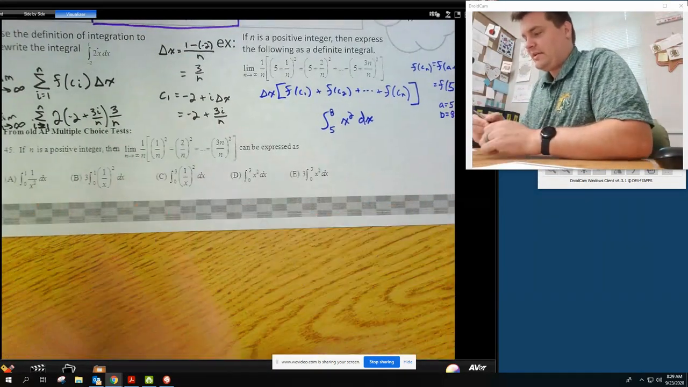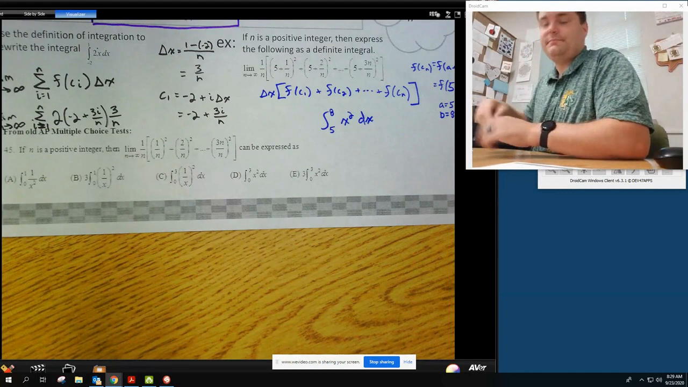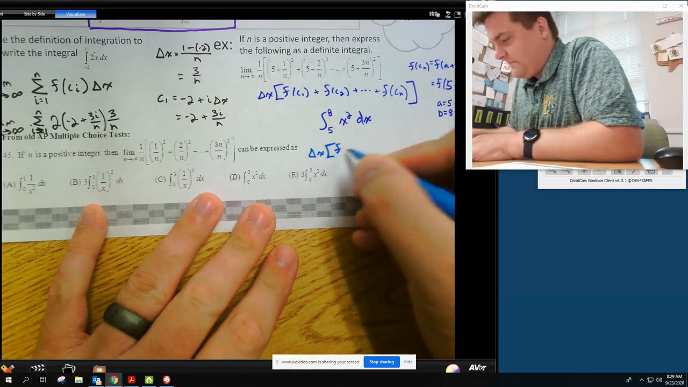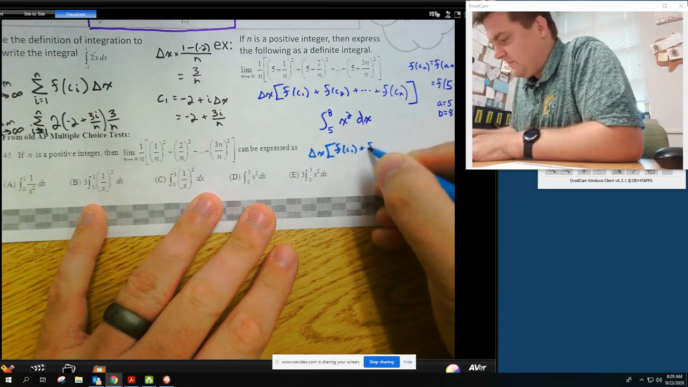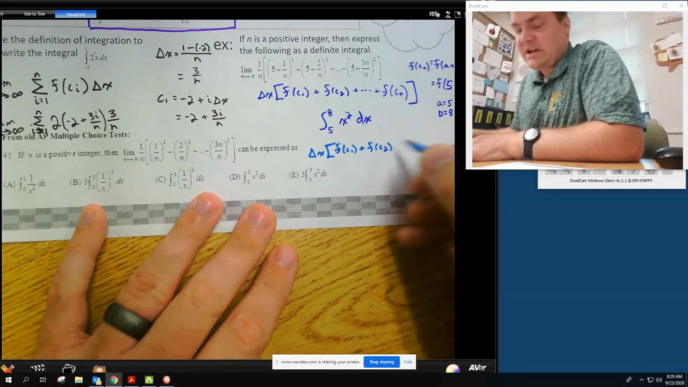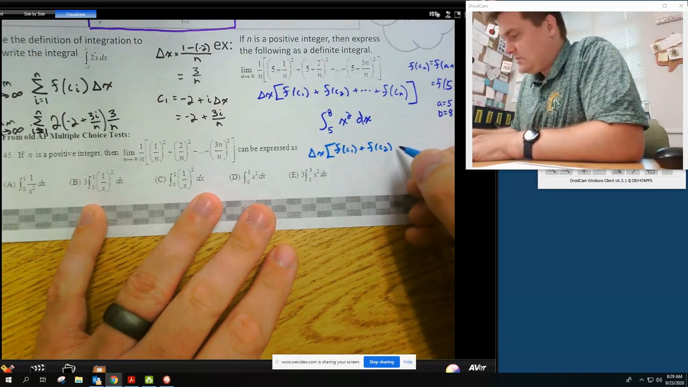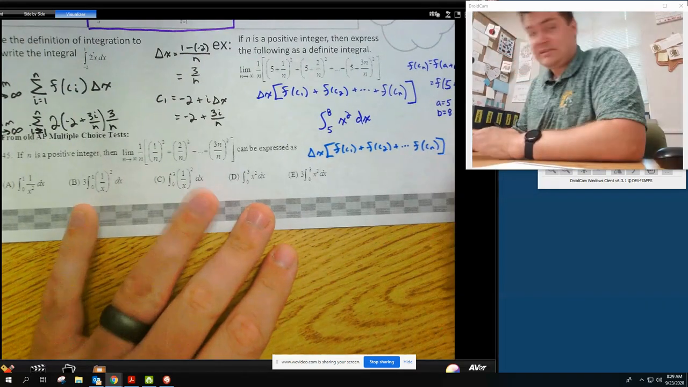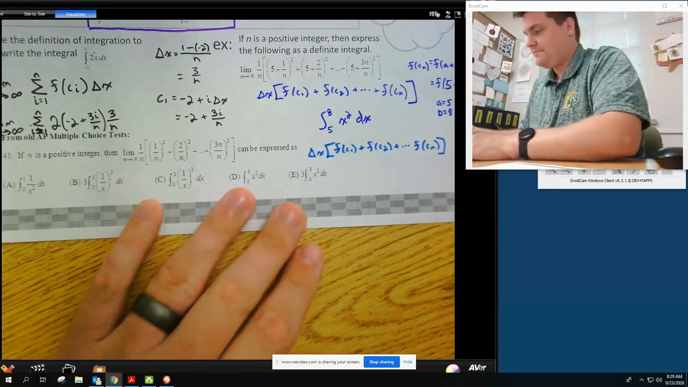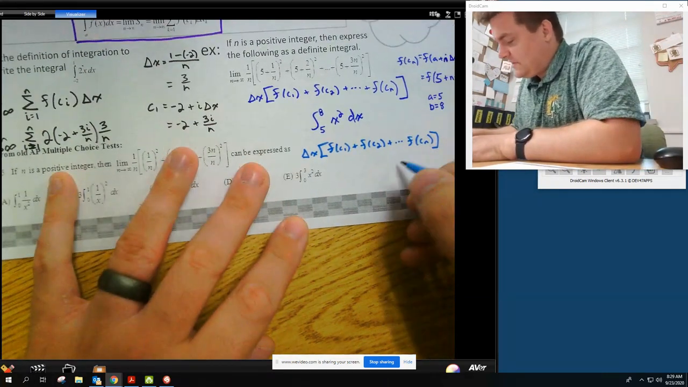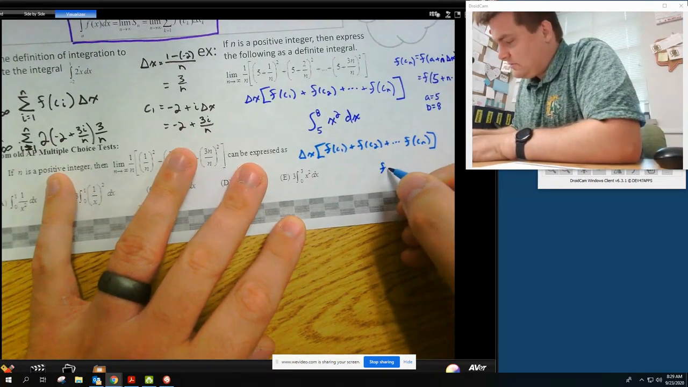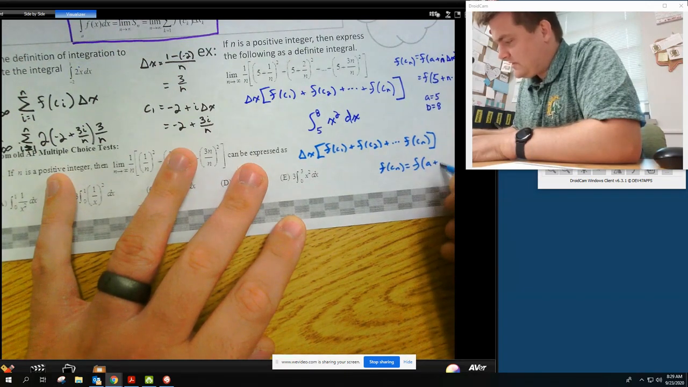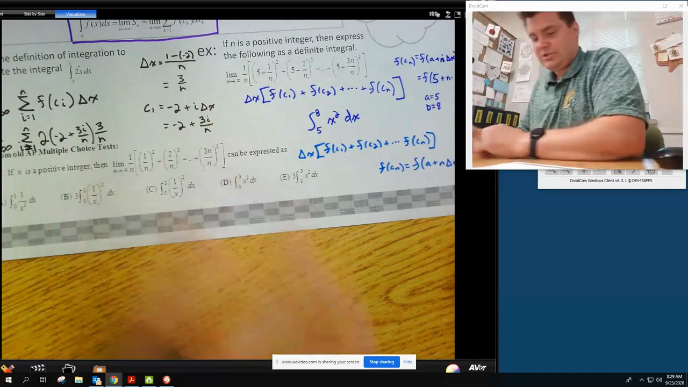So as we're looking at here, again, this is going to be our delta x times, that's my first function, plus there's my second function. Do I really care about those? I do not. Plus my nth function. Do I care about my nth function? Yes, I do. So here we are. So f of c sub n equals f of a plus n change in x.